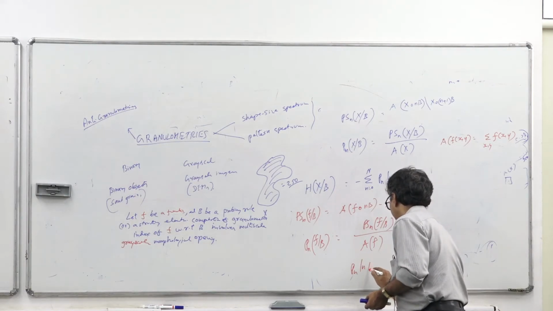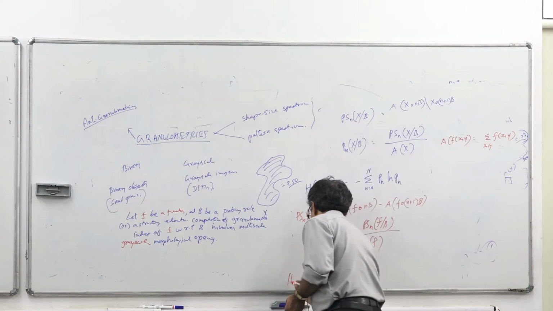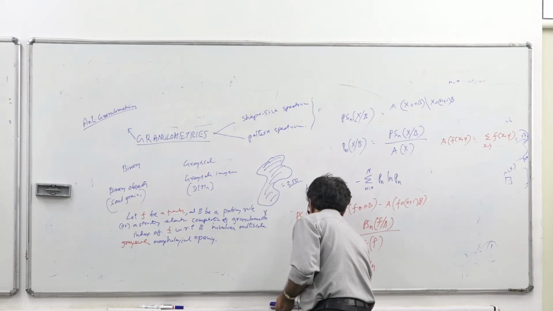And further you take the probability, P log P, and sum with n equivalent to 0 to capital N. So this is the uncertainty index of f with respect to b.